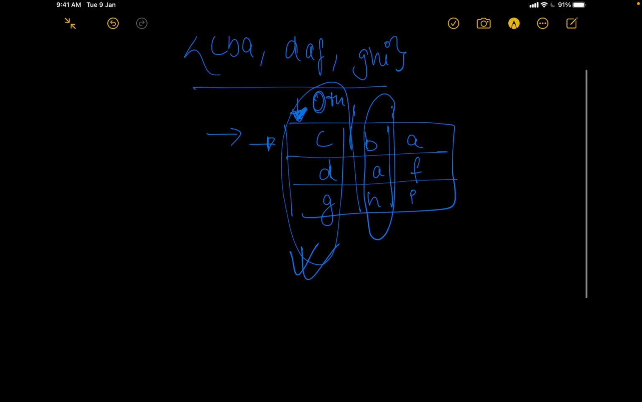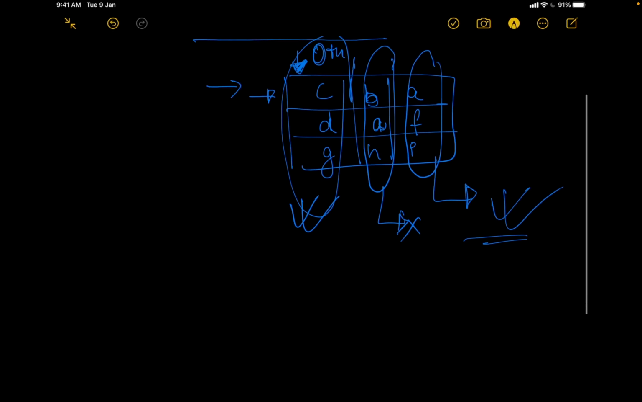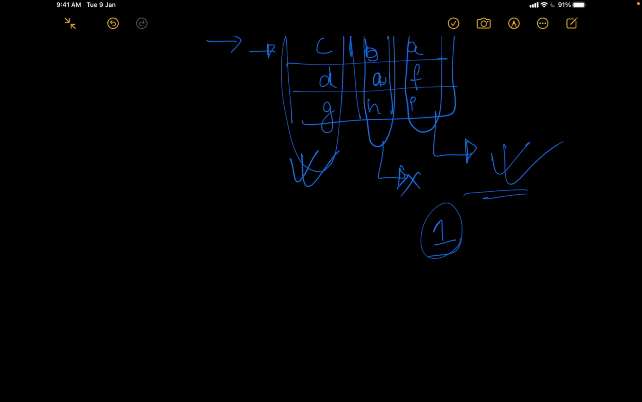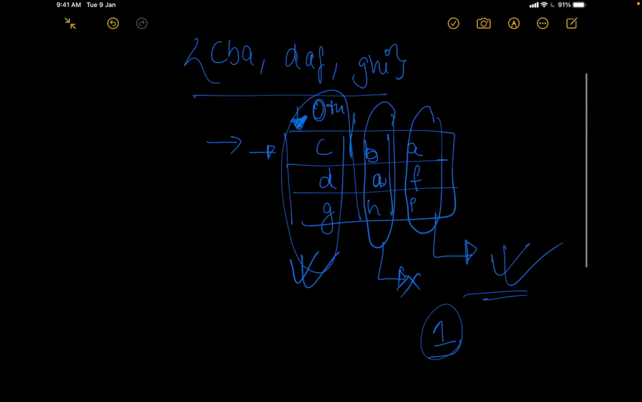Is column 1 sorted? It's not, because A is smaller than B, but it's occurring after B itself. So it's not sorted. Is column 2 sorted? Yes, A, F, I. All of the characters are in lexicographical order, hence it's sorted. So we'll just return 1 because there's only one column that's not sorted. This was very easy to do by looking at the structure.